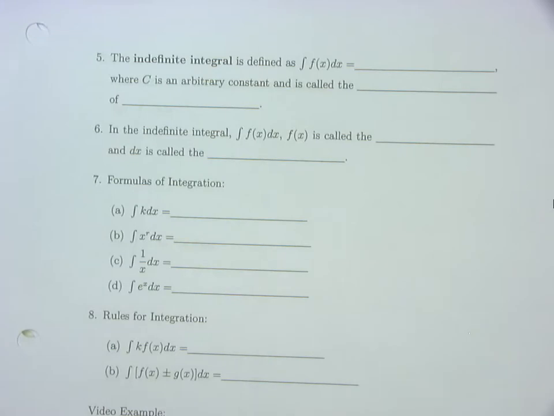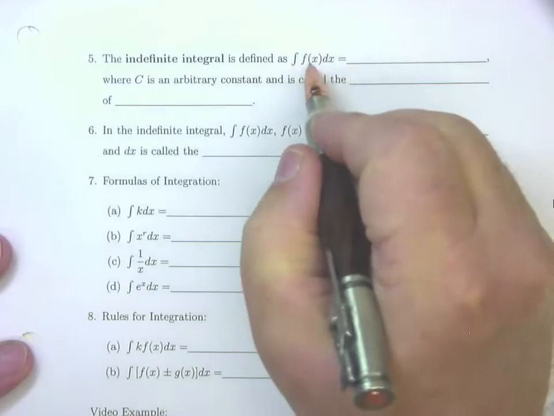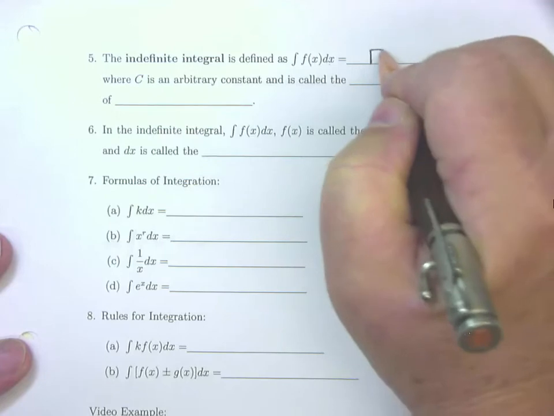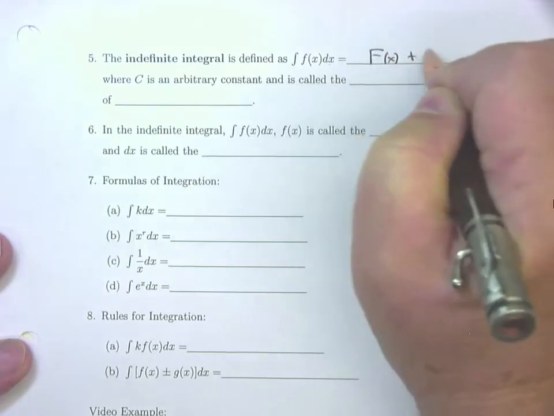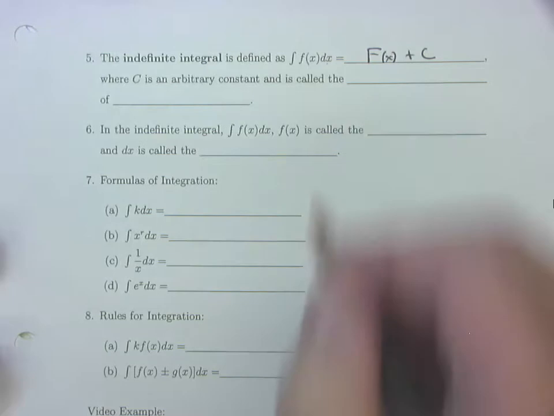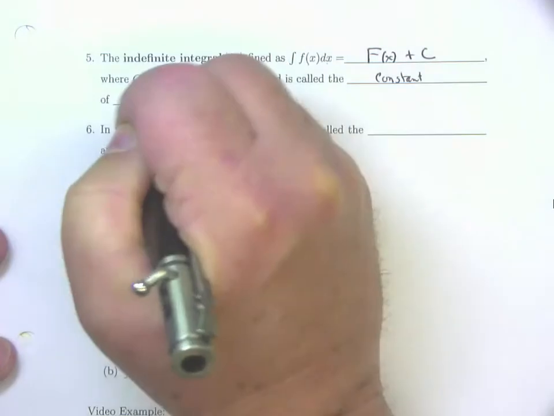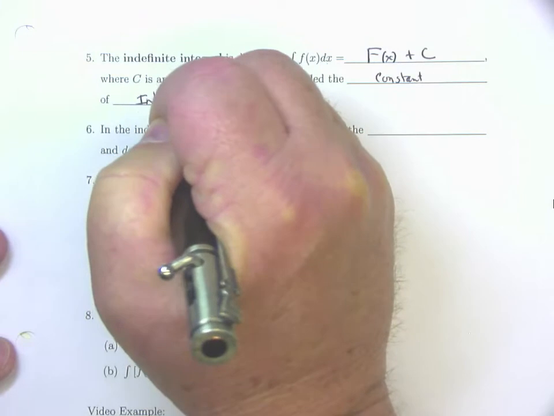The indefinite integral is defined by, and here's my little notation, the integral of little f of x dx is equal to big F of x plus c. When you integrate, you make the function bigger. Here c is an arbitrary constant and is called the constant of integration. That's what that plus c thing is, the constant of integration.